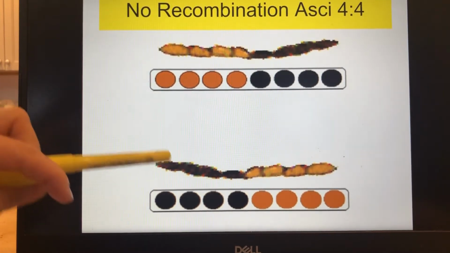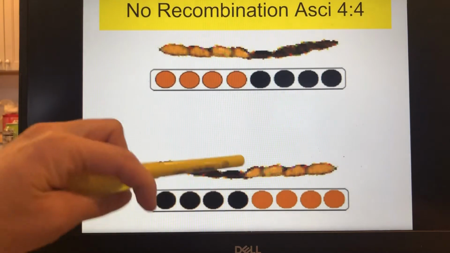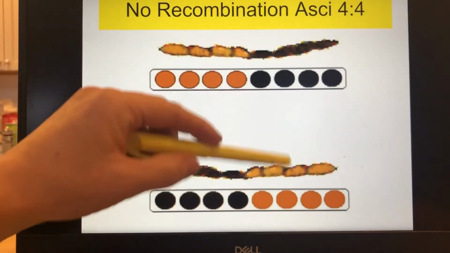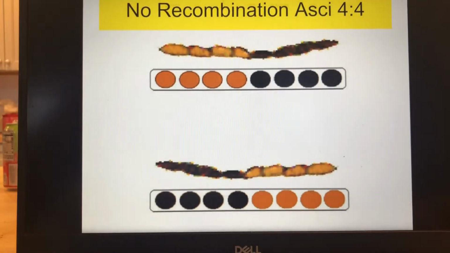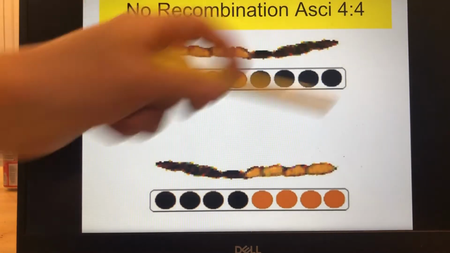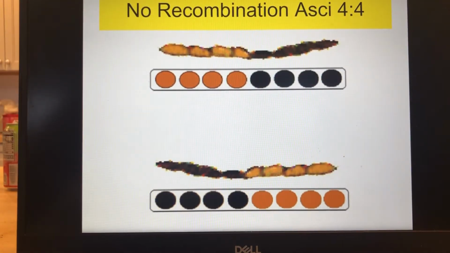Now here we have 4 black, 1, 2, 3, 4 on this ascus, and 1, 2, 3, 4 tan. So neither of these has had any kind of recombination. Remember, that's the fancy word for talking about crossing over. Genetic recombination is what we say occurs when crossing over happens. You need to know those words.